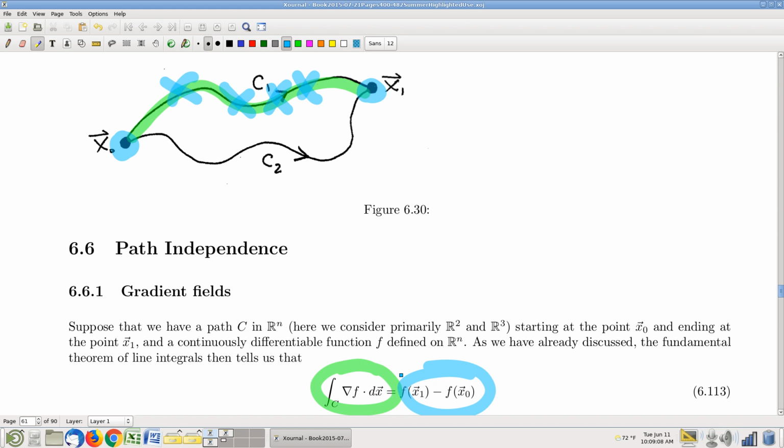Now, let me say it a slightly different way. Since this calculation over this curve is computed based only on what's happening at the endpoints, if I were to pick a different curve with the same endpoints, well, it's got the same endpoints. It's going to compute the right-hand side the same way. Therefore, the values of these two different line integrals will be the same. Right?